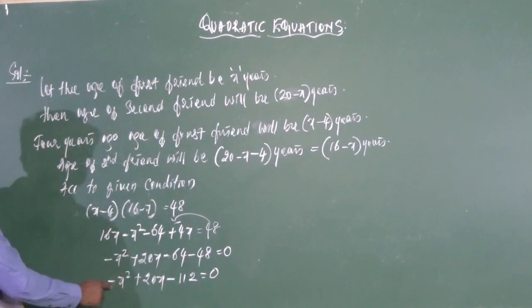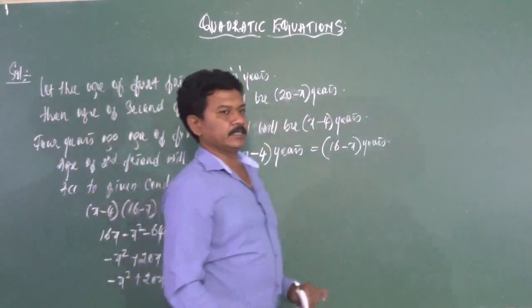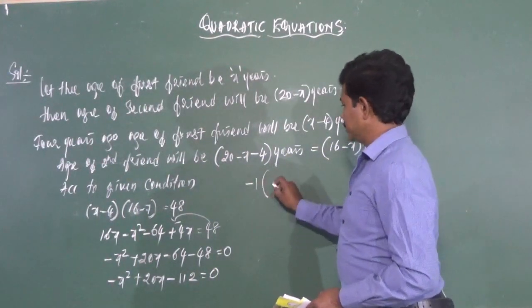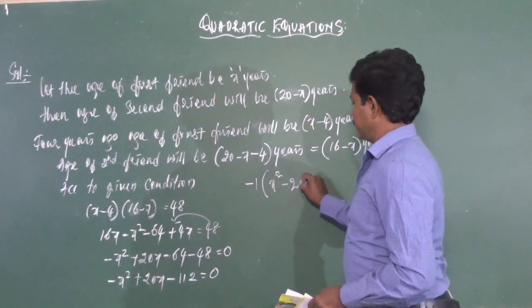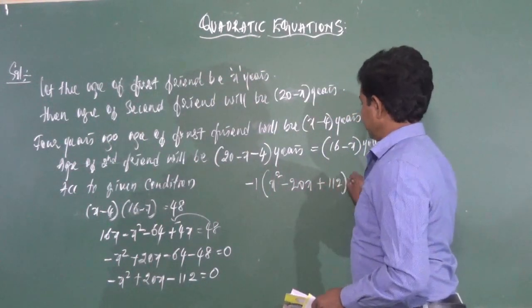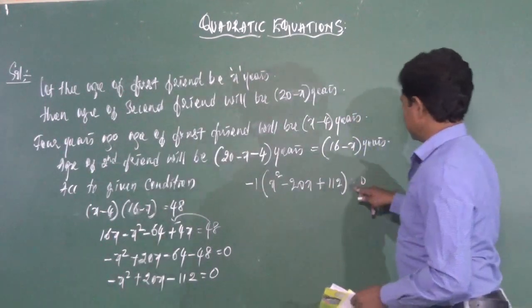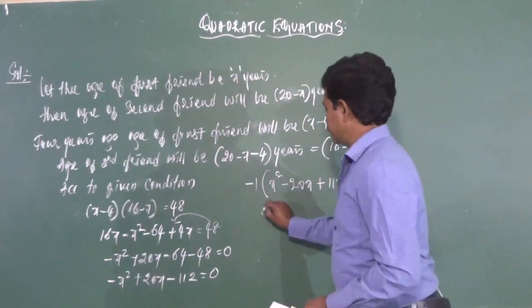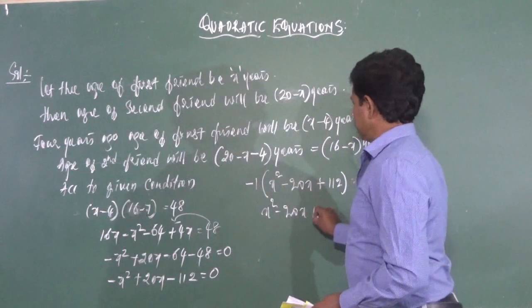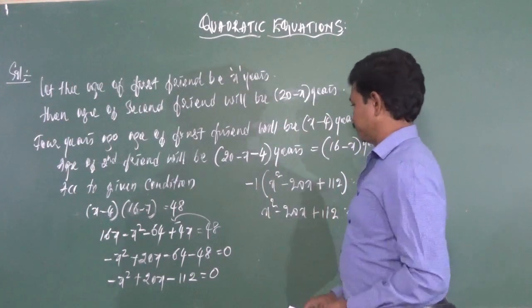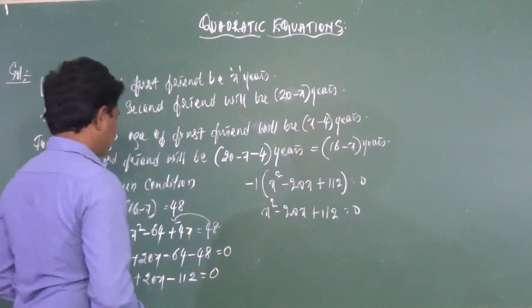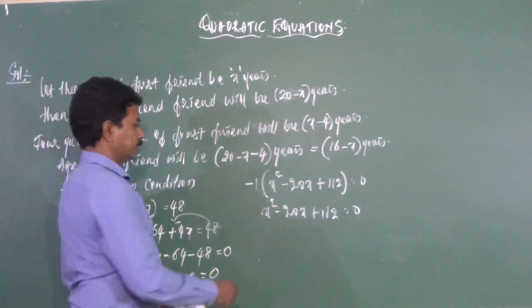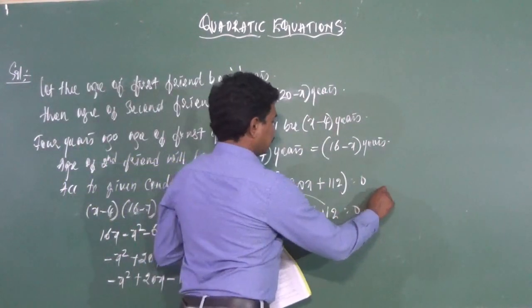Now for x square we have a minus sign here. To correct that, you can take minus 1 as common. When you take minus 1 as common, you're left with x square minus 20x plus 112 equal to 0, because 0 divided by minus 1 is 0. Now we have to go with the factorization method. So x square into 112 is 112 x square.